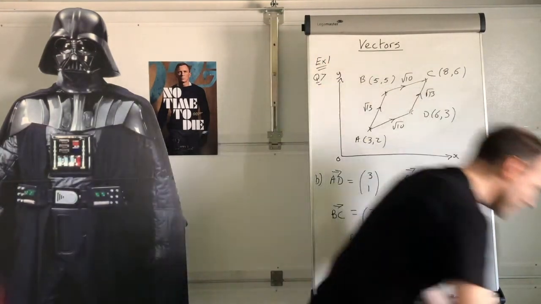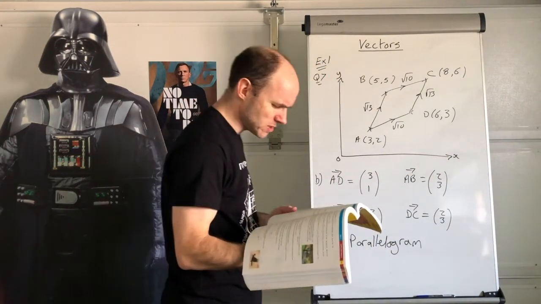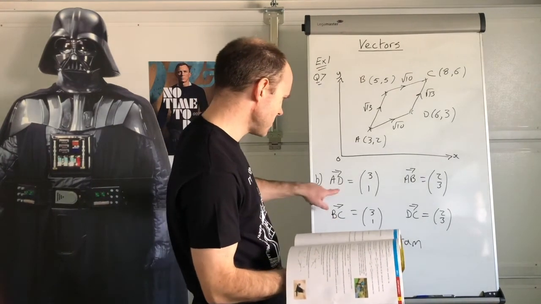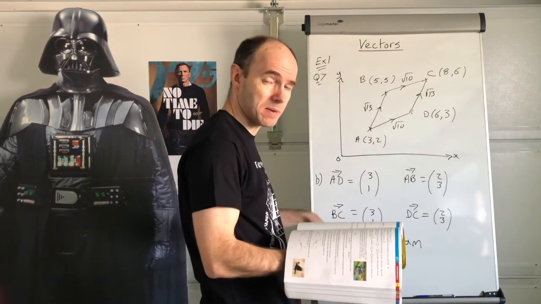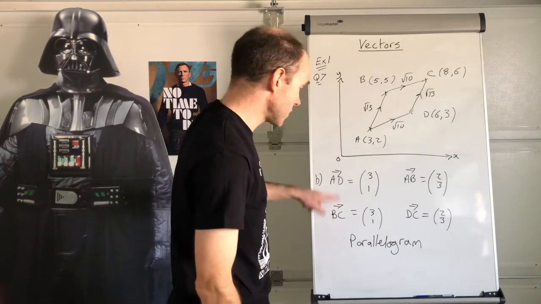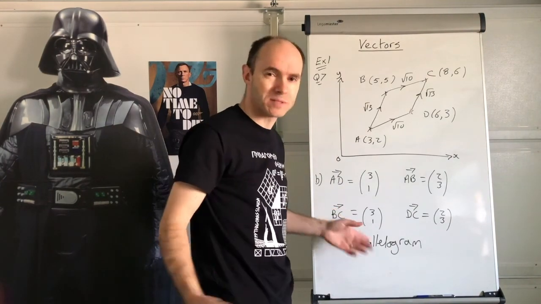So I'm hoping that kind of makes sense. Is there anything else? Part D, what do you notice about BC and AD? There and there, well, they're the same vector. But as I mentioned, not only are they the same vector, you can say that these two are parallel and equal in size. I'm hoping that was helpful to you.